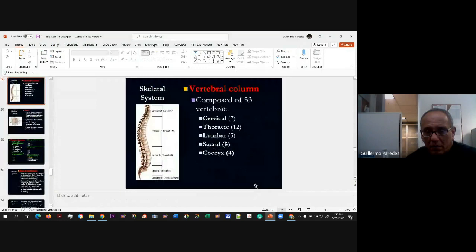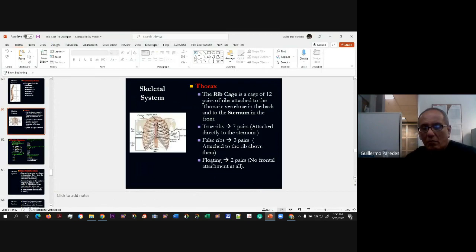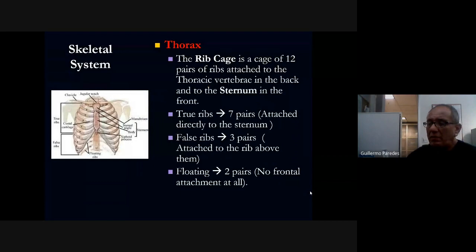All right. So we have the ribs, and we have 12 pairs. I want you to imagine that all 12 pairs of ribs are attached to every single thoracic vertebra. So we have 12 thoracic vertebrae, and side by side, a pair of ribs is attached. That is posteriorly. But what happens anteriorly? They are going to be in relation with the sternum, here. And that relation with the sternum is what gives us the names of the different types of ribs that we are going to mention now.